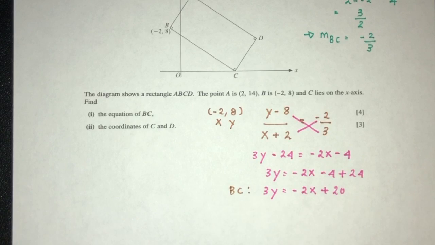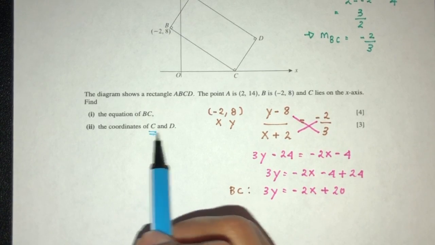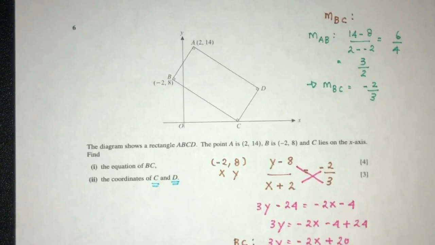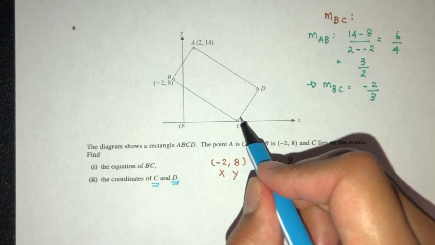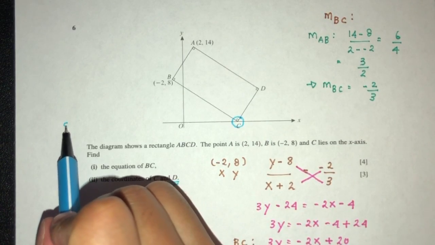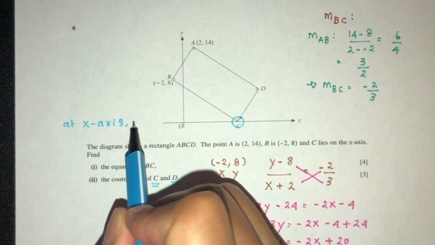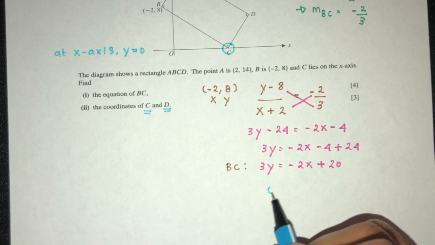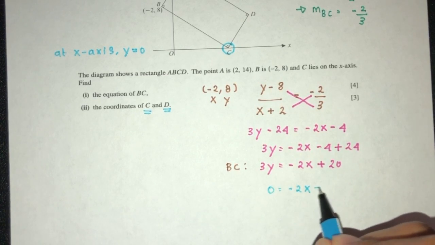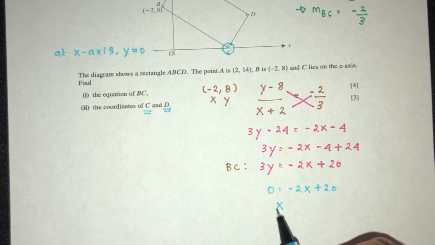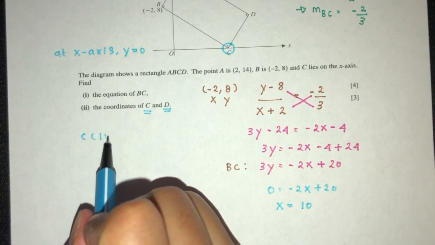Now for part 2, the coordinates of C and D, we have to find those 2 points. So first point, pretty easy, find the point of C. Now, as always, at the x-axis, what do we know? The value of y must be 0. Replace in the equation of BC, you will have 0 here, and minus 2x plus 20. X will be the value of 10. So the point C will be 10, 0.